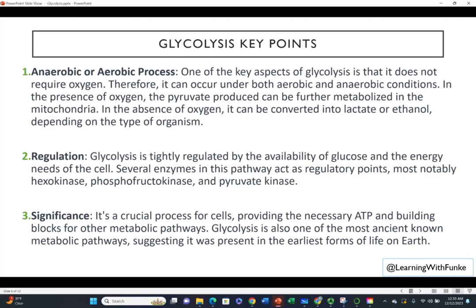And for the significance of this, it's very important. Glycolysis is very important because it helps us produce the necessary ATP, which are like building energy blocks that we need in other metabolic pathways. We also generate NADH. And glycolysis happens to be one of the oldest metabolic pathways known. It seems to be traced to the earliest forms of life on Earth. So yeah, it's important to understand glycolysis and the mechanisms involved.